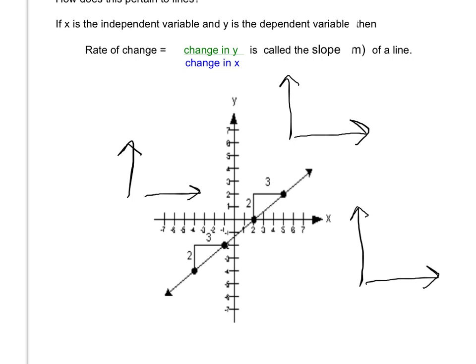So if you look at this line, it rises 2 units and runs or moves horizontally by 3 units. This rate of change regarding a line is called the slope of a line, and slope uses the letter m as its alpha. So the slope m of a line, the rise 2, here it is, the rise, over the run 3 is the slope of this line.